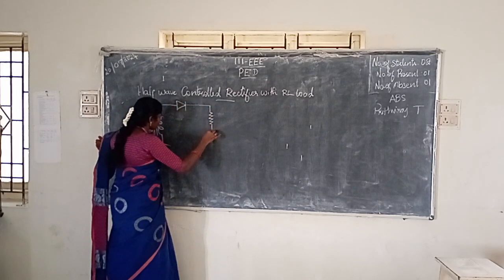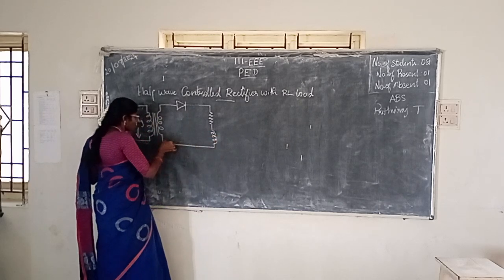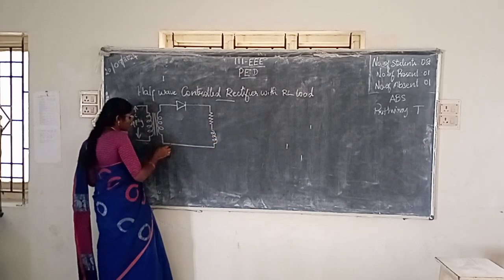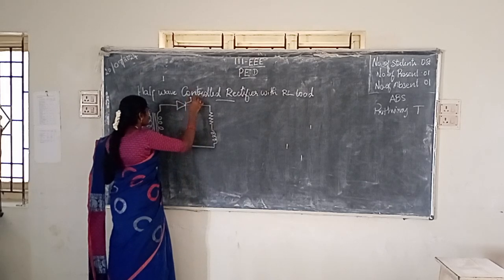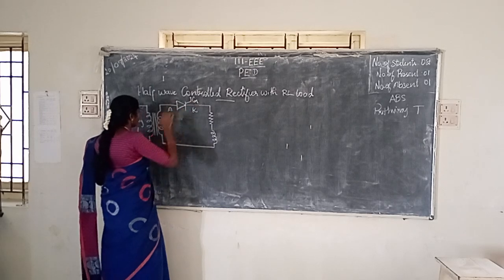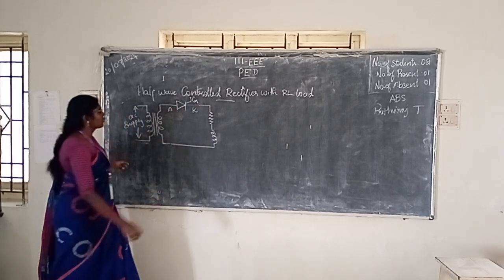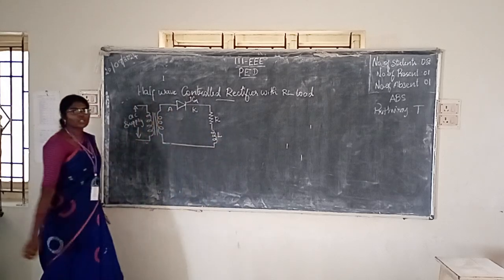So here the load is both resistive as well as inductive. Can you give some examples of resistive and inductive loads? Since it is a thyristor, we will have three terminals: anode, cathode and gate. And now this is the resistive load and this is the inductive load. First, what is a resistive load?